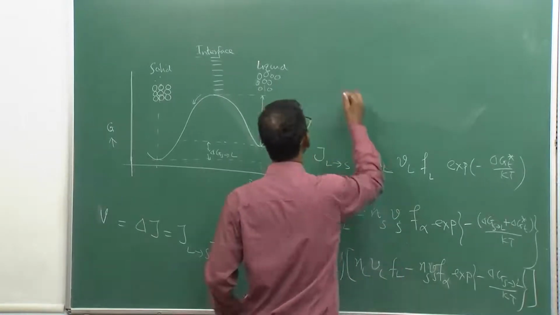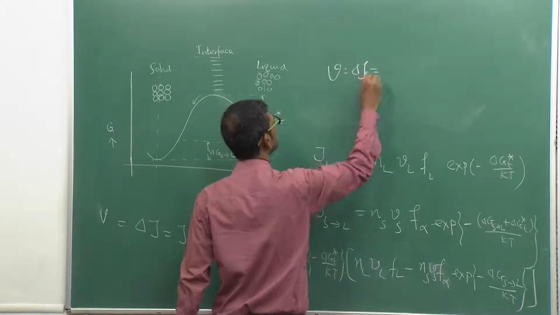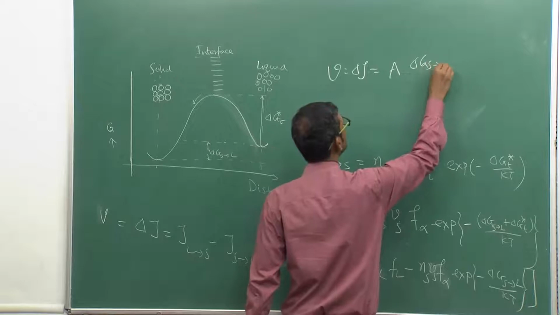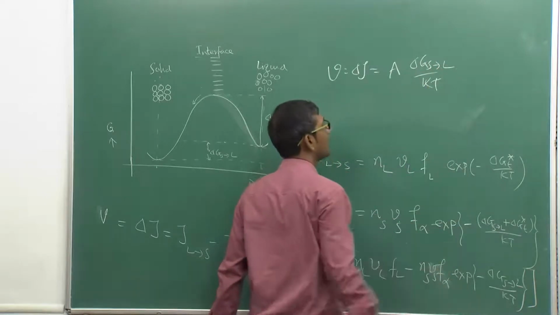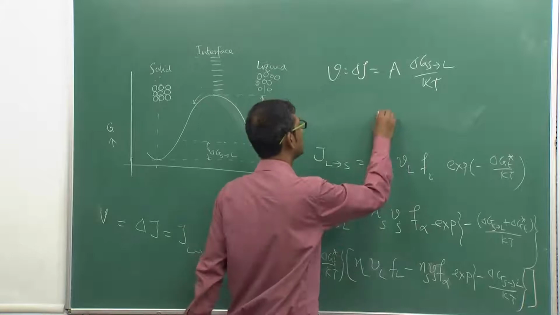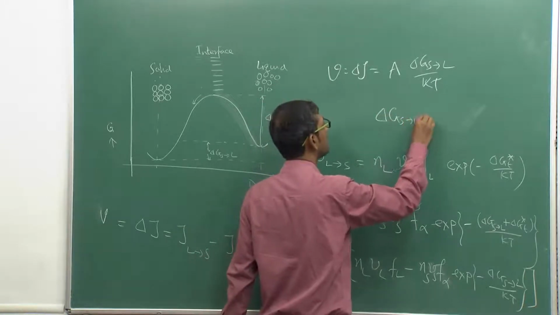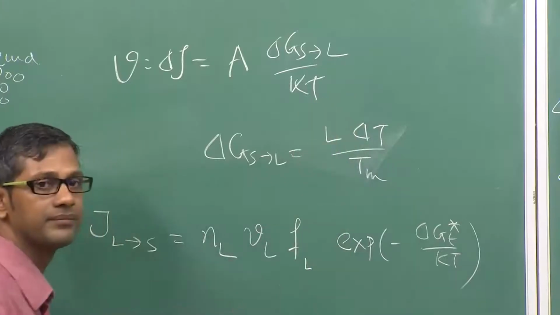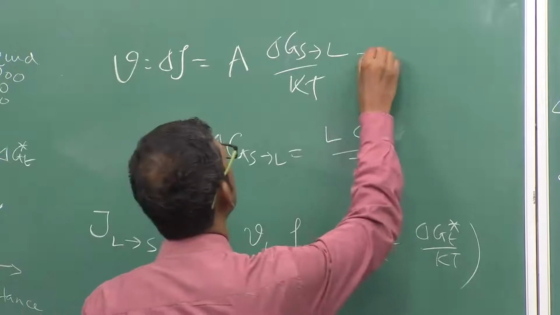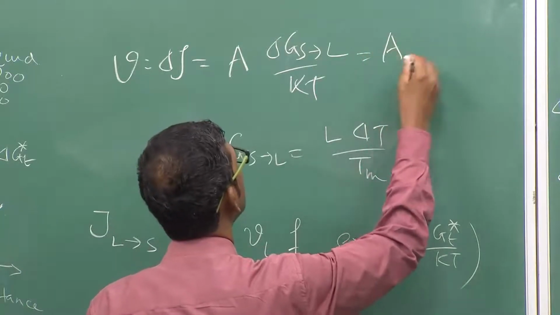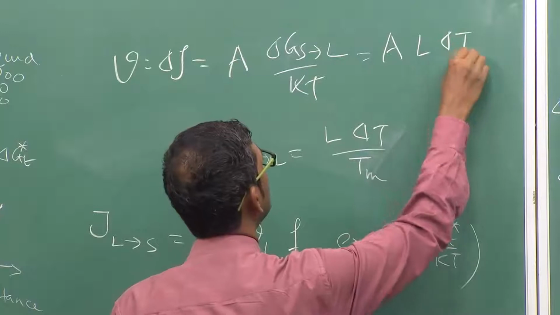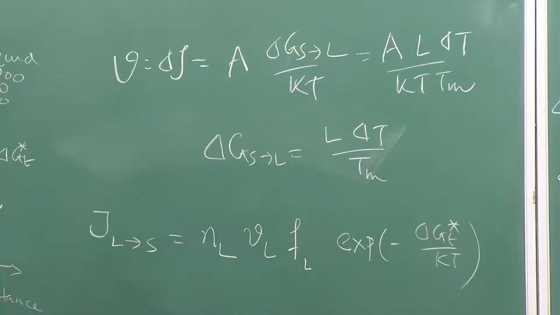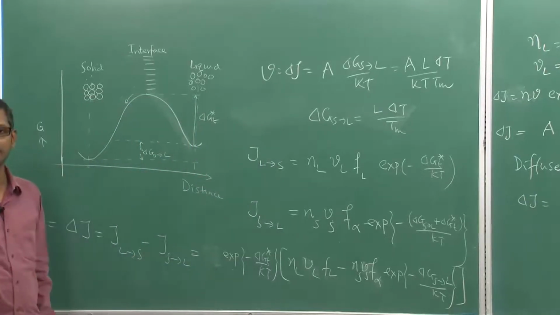So you get the growth rate is equal to the flux difference, is equal to A delta G solid to liquid by KT. And what is delta G solid to liquid? We know that delta G solid to liquid transformation can be converted to latent heat times delta T by Tm. Okay, so therefore I can write down this is basically proportional to latent heat delta T by KT Tm. So that means what? The growth rate is directly proportional to the undercooling.